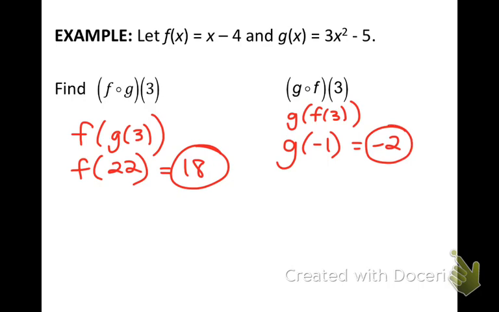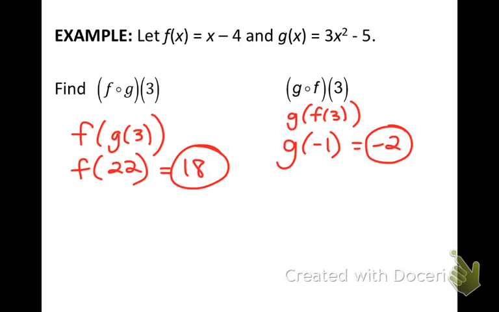Yes, Fred? I want to be clear on how we got negative 1. Because I'm plugging in 3, so I'm focusing just on f of 3. Yep. 3 minus 4 is negative 1. Now I'm going to plug that into the g. Gotcha.